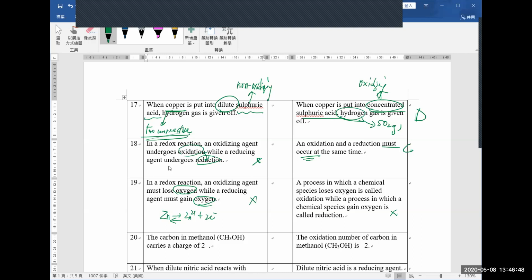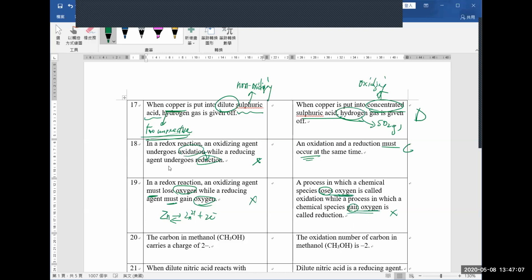Cross. And you see that "must" is not always the case. The second one, a process in which the chemical species loses oxygen, is not oxidation. How wrong is it? It's not loses oxygen. It's not gain oxygen. Can you see that?